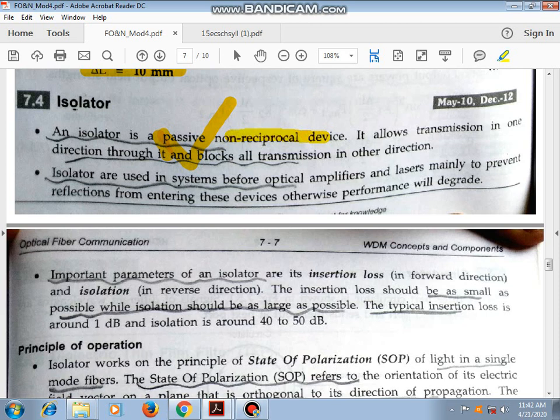An important parameter of the isolator is its insertion loss. Insertion loss means that during transmission of the signal from the sender end to the receiver end, whatever resistance you get should be very low. That resistance you can call the insertion loss, and it should be very small. So an important parameter of the isolator is its insertion loss in the forward direction, from the transmitter end to the receiver end.